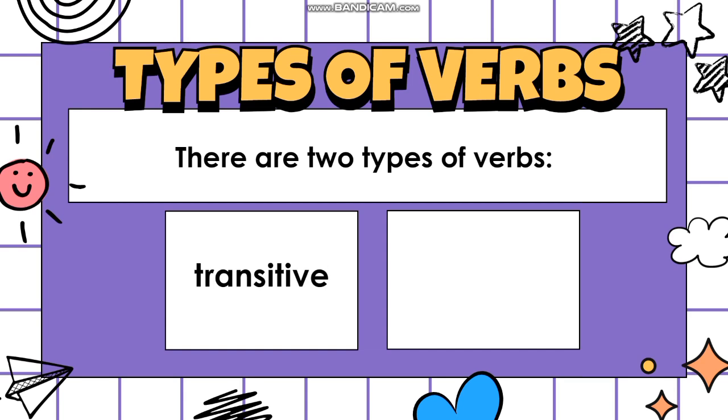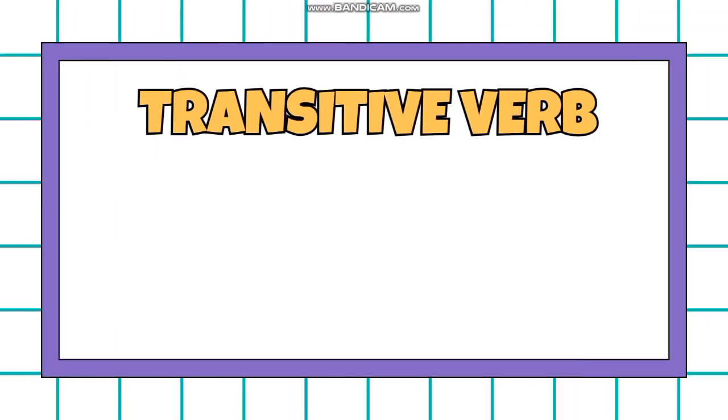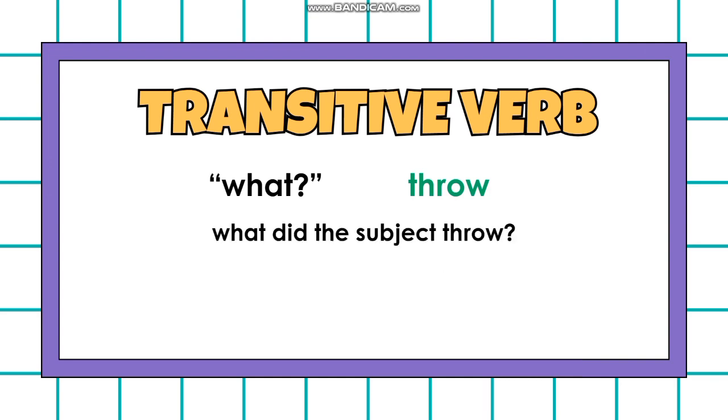Now, there are two types of verbs, the transitive and the intransitive. The transitive verb has an object, while the intransitive verb does not have an object. A transitive verb has an object following it. The important thing to remember in identifying a transitive verb is that it begs the question, what? For example, throw is a transitive verb because an object necessarily needs to be added. What did the subject throw?